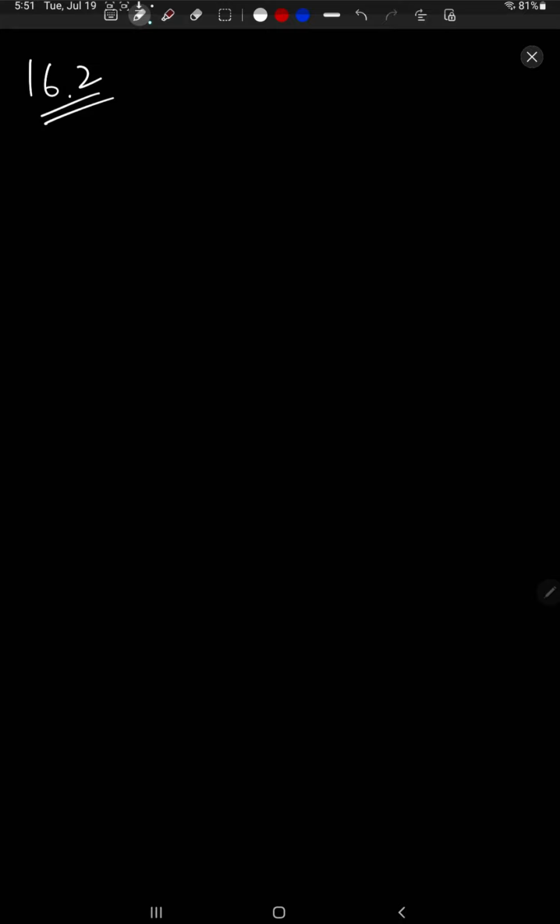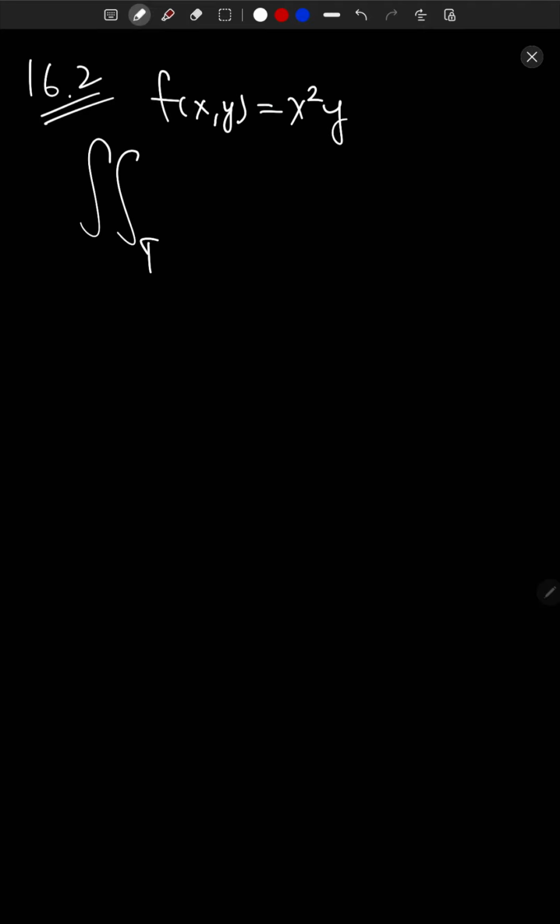Okay, so this is 16.2. In 16.1, we talked about multivariable integration, for example, f of x comma y equals x squared y. But the regions that we worked with were always very, very simple. They were rectangular, or in terms of the three variable situation, they were rectangular boxes. So today we're going to work with more interesting regions.